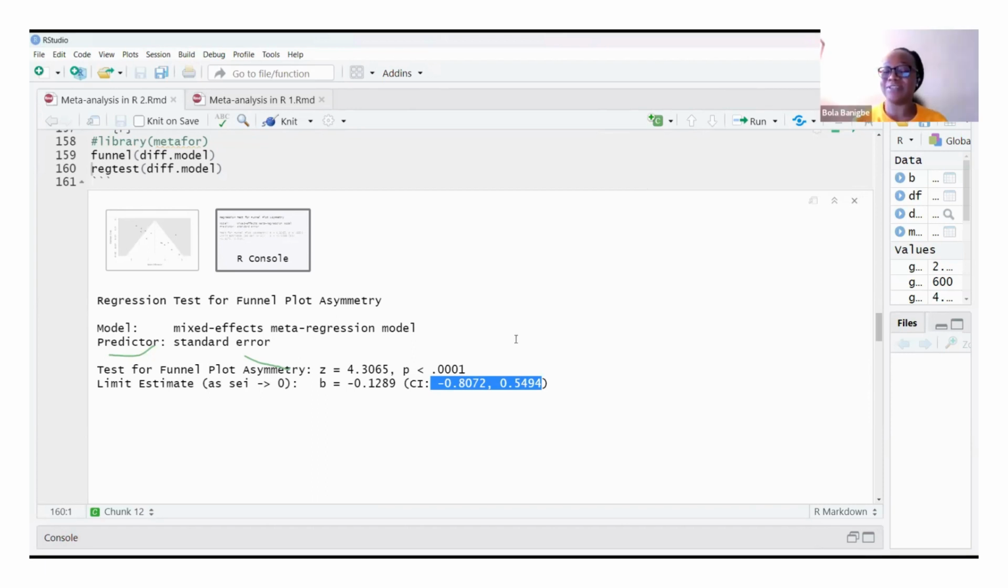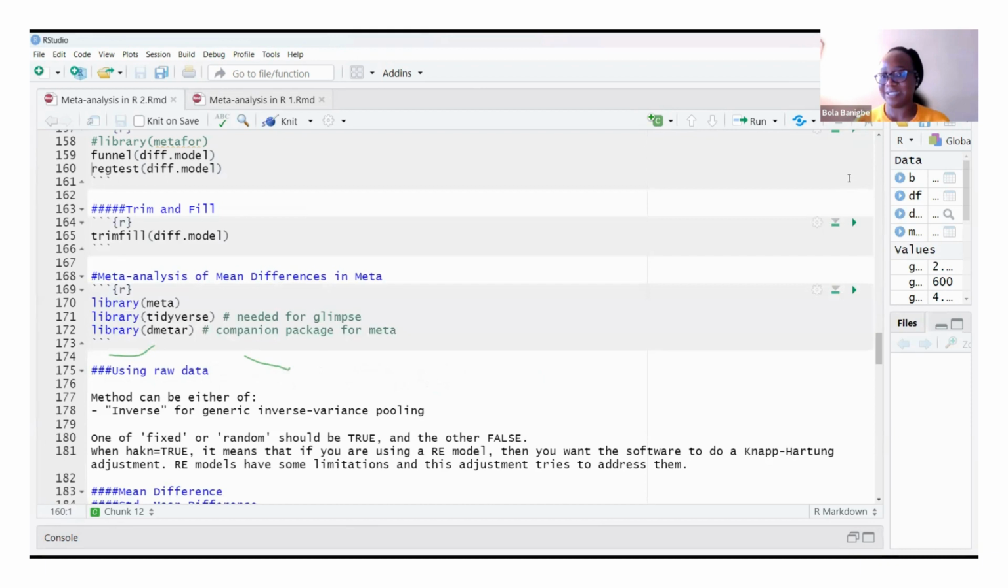When the confidence interval contains zero, we can say that the plot is asymmetrical, but we cannot conclude that there's bias, because there is more to bias assessment than just the funnel plot. Do you get the difference? Yes, ma. Yes, I do. Okay. So now let's go on and do the trim and fill.